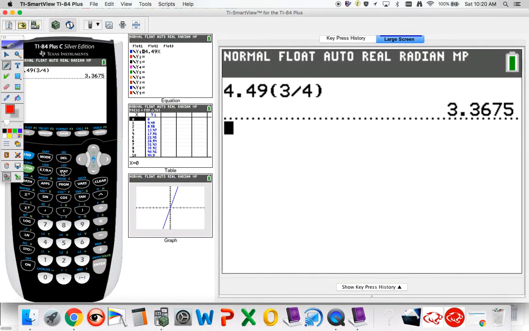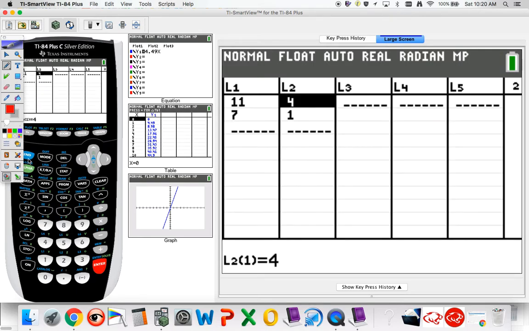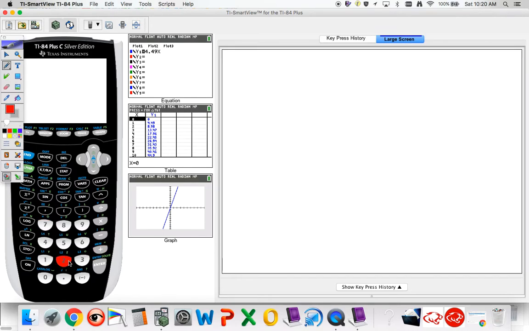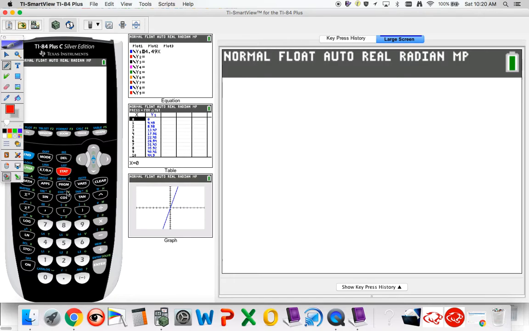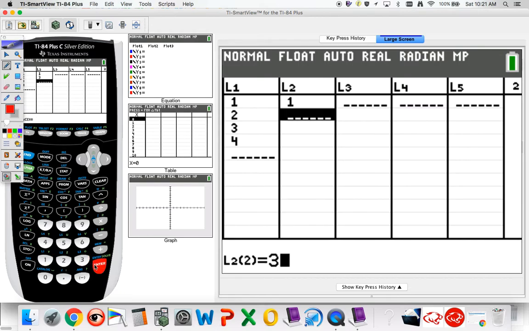Okay. We're going to go to stat, edit, and if you have numbers, I'm going to clear mine out. So second plus 7, 1, 2. Right, so now let me go back to stat edit. It should be nice and clear. So I have 4 numbers that I'm looking at, and my 4 numbers are 1, 3, 5, and 7.